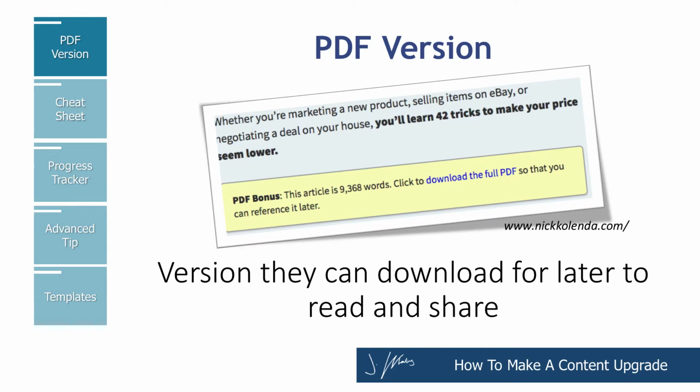So kicking things off, the first type of content upgrade you can make is just a PDF version of your post. People are really busy, they don't always have enough time, or they want to share your post with somebody else. So just offering a PDF version of your post is actually one of the quickest and most basic types of content upgrades you can make.